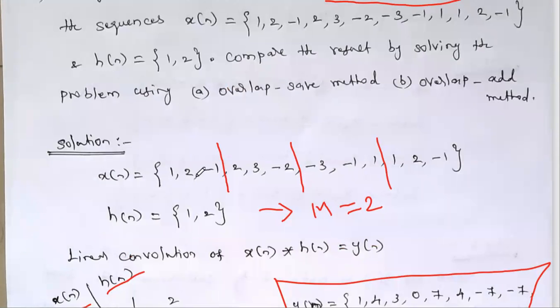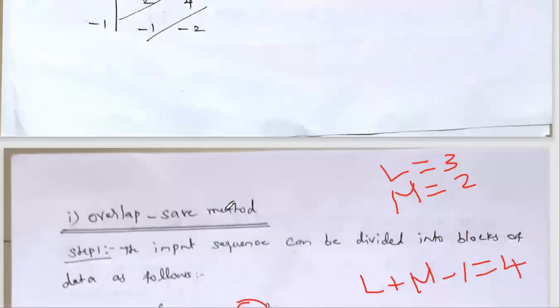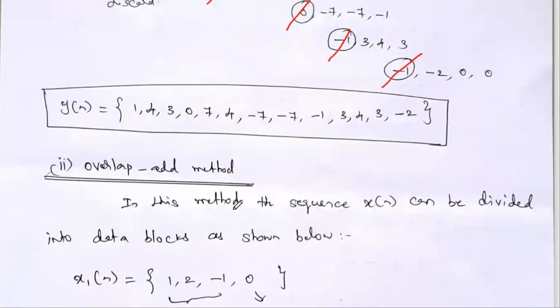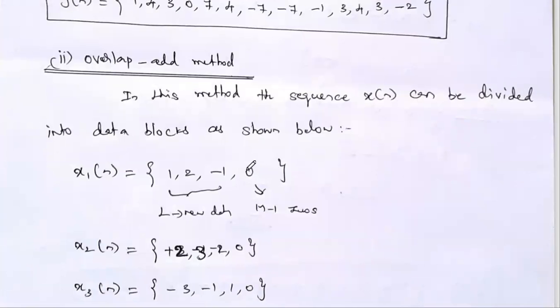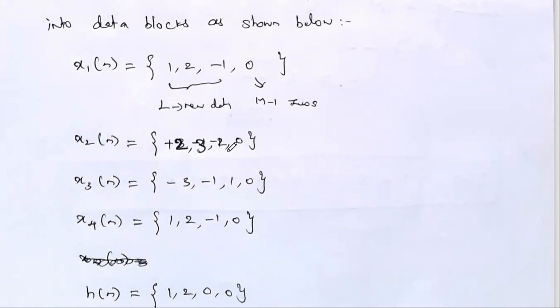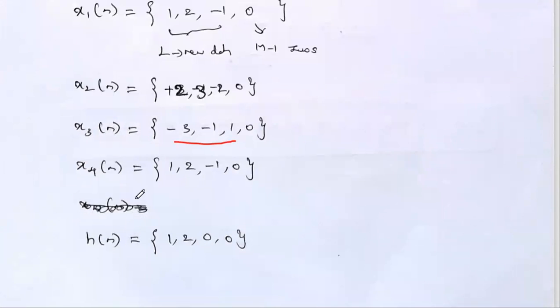The first 3 data are 1, 2, minus 1. The second 3 data is this, then the third 3 data, the fourth 3 data. So the first 3 data 1, 2, minus 1 are followed by m minus 1 zeros. m minus 1 is 2 minus 1, so one 0. Similarly in x2 of n, the first 3 data are followed by one 0. x3 of n is also 3 new data followed by one 0, and x4 also new data followed by 0. Here there is no need to find x5.